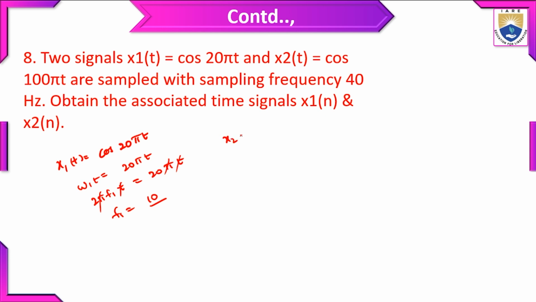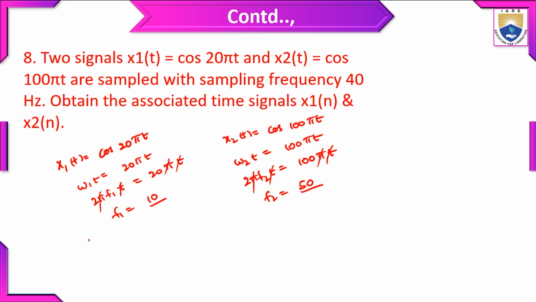Again the second one, x2 of t is equal to cos 100 pi t. So again here also omega 2 t is equal to 100 pi t. So it is nothing but 2 pi f2 t equals 100 pi t. So this t and this pi term are going to cancel. Then f2 is equal to 50 Hz. So these are the two signals, and we are going to convert them into discrete ones.